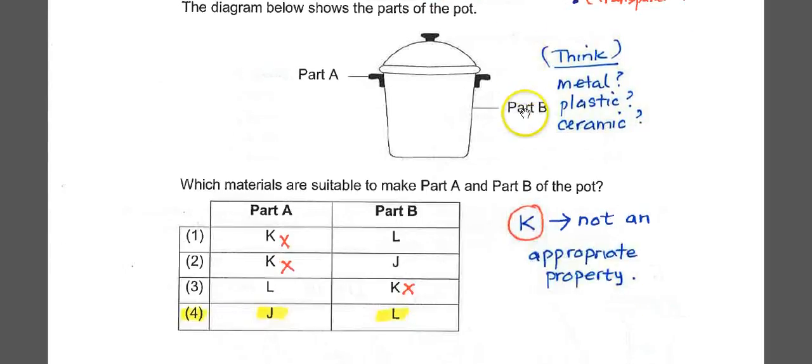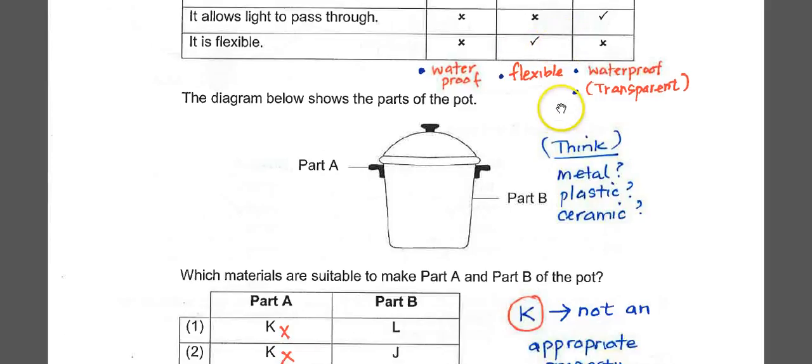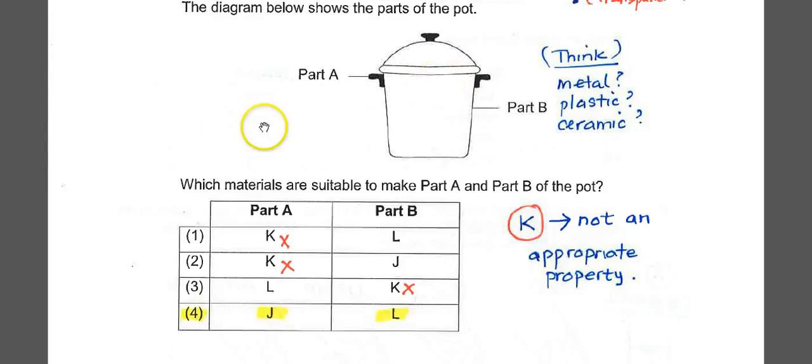Part A, part B. Right now, K is not an appropriate property because K says that K is flexible. So for a pot, I don't need any of these parts to be flexible, not at all. So whenever I see a K, it means 1, 2, and 3 are not the properties to describe this pot here. Only 4. Part A could be J, part B L. Answer is 4.